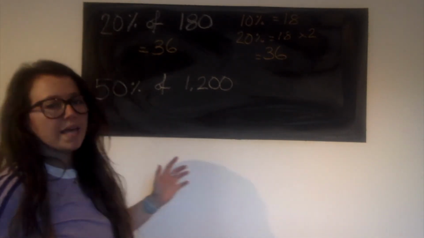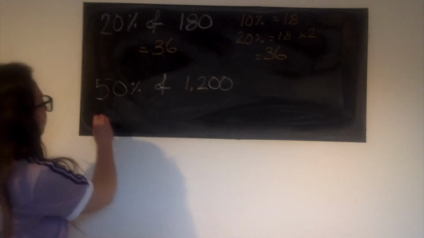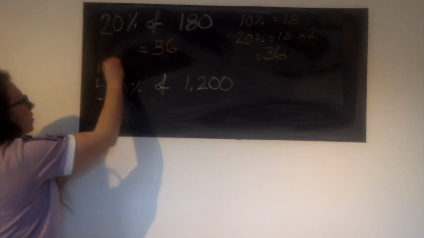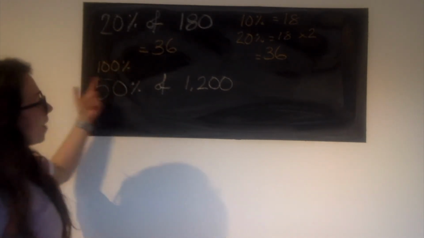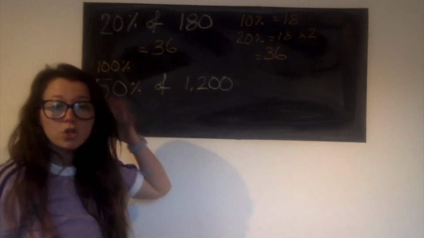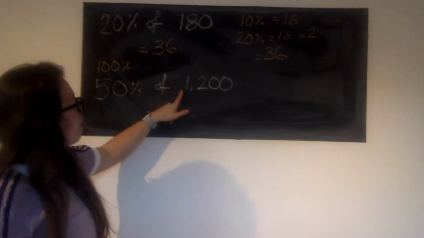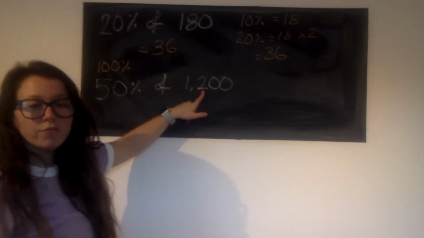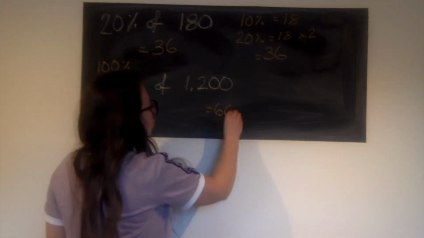Now 50% is actually the same as a half, because if 100% in percentages is our whole, 50% is half of that. So what I'm actually doing is finding 1/2 of 1,200. You could just do this nice and easily in your head and half 1,200. Half of 1,000 is 500. Half of 200 is 100. So the answer is going to be 600.